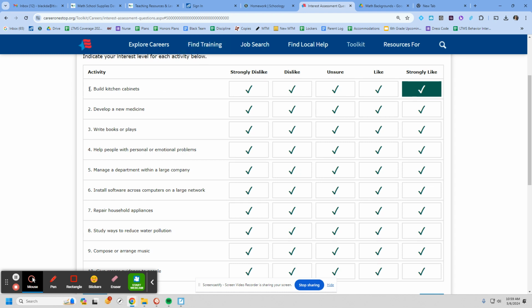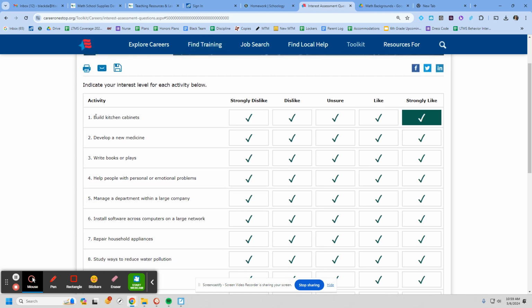For example, the first one is, do you like to build kitchen cabinets? Chances are you've probably never built kitchen cabinets in your life, but think about, do you like to build things? Do you like hands-on things? If you might like to build things, click like, because then it might recommend a job for you where you're building things. Number two, develop a new medicine. Pretty sure nobody's developed a new medicine, but think about, would you like to work in the field of medicine? Are you interested in that?